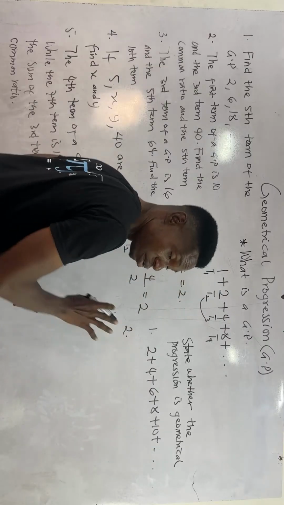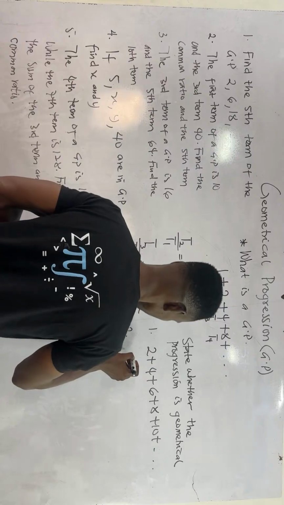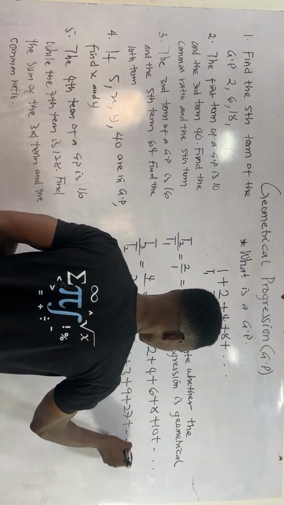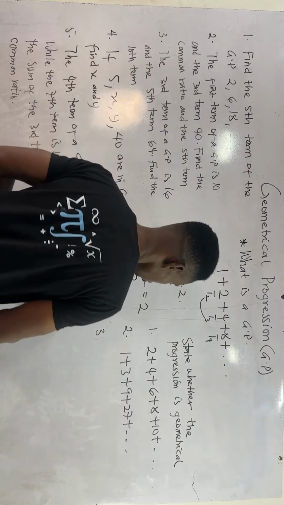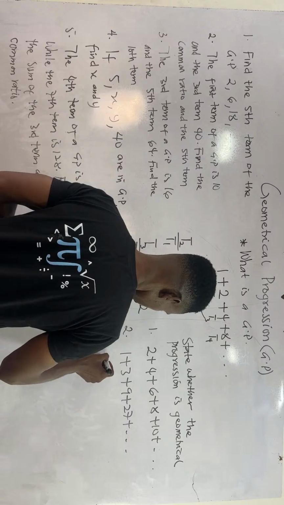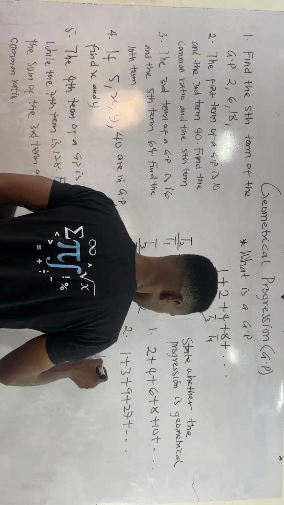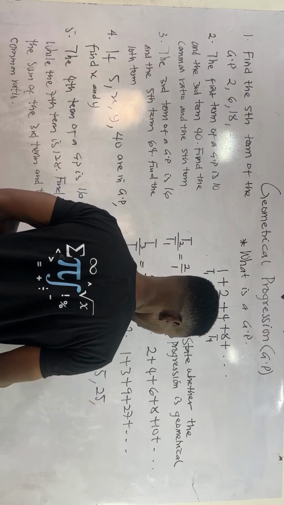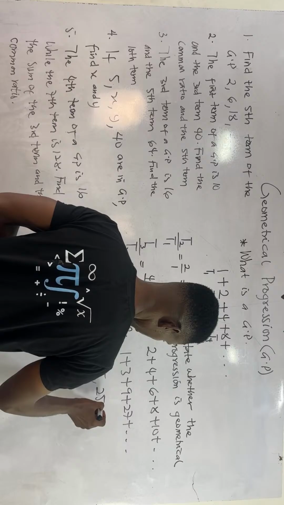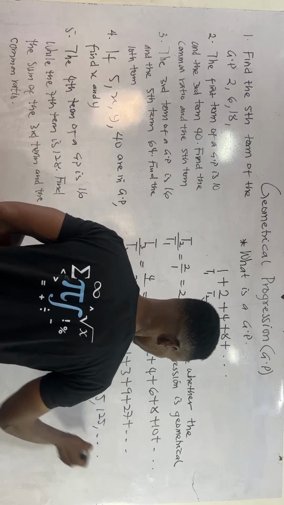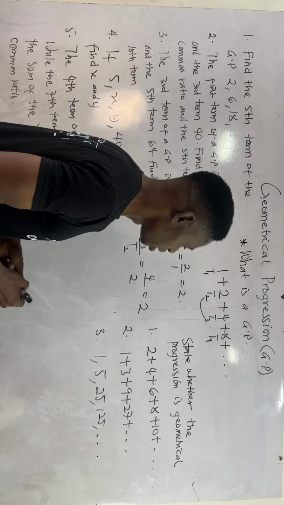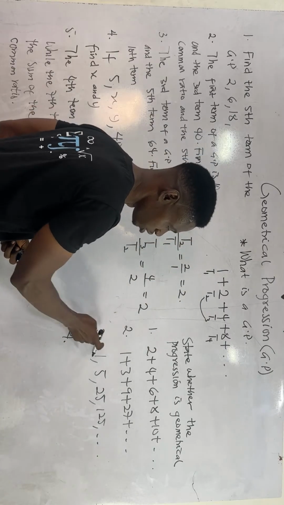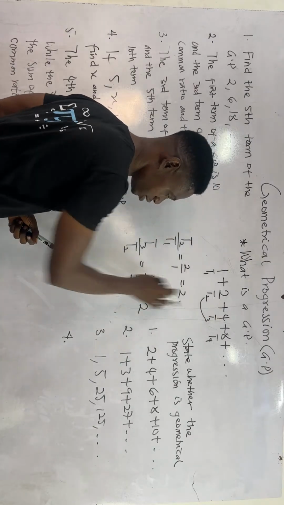Number 2, is it picking what I'm writing clearly? Okay. We have 1 plus 3 plus 9 plus 27 plus. Number 3, we have 1, 5. Okay, so we have 3 of them. So let me add a 4th one. So you tell me whether or not it is a geometrical progression based on what I've explained.